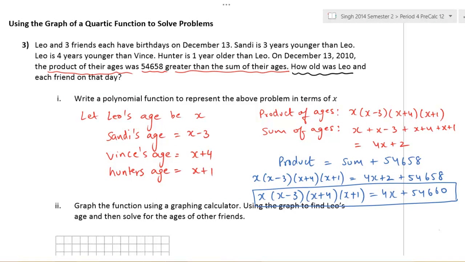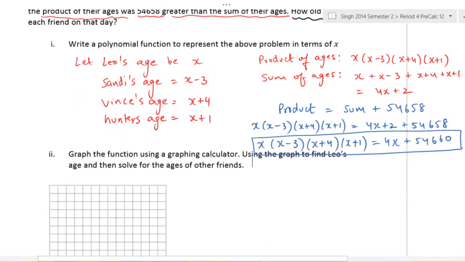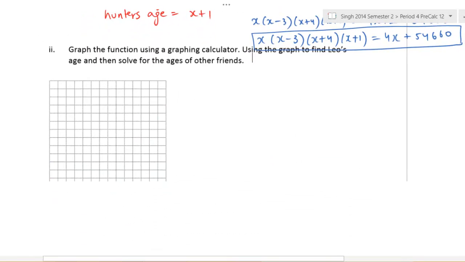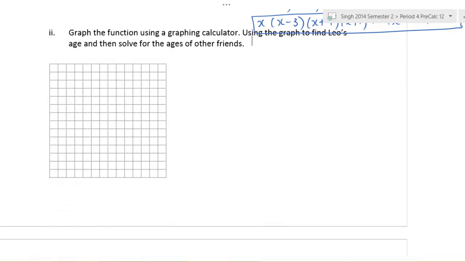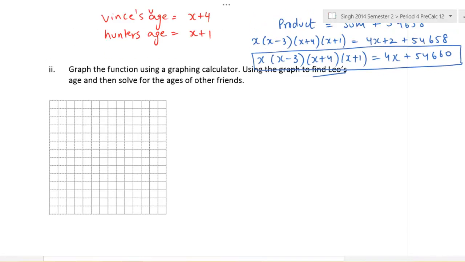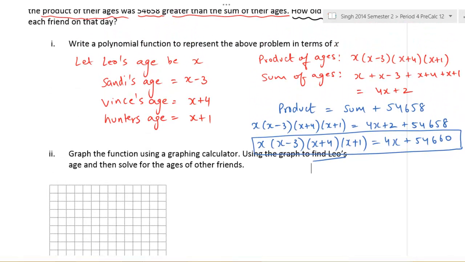Once we have the equation figured out, all we have to do now is graph that function and solve for x. We're basically looking for the roots. So we're going to use a graphing calculator again to graph this function, and when we find the value of x, we're going to find Leo's age. So in this particular case, we're not looking for a maximum or a minimum. We want to figure out what value of x will satisfy that equation. It will make the left hand side equal the right hand side.